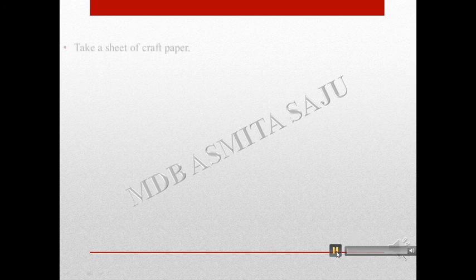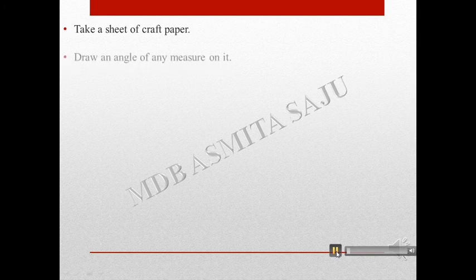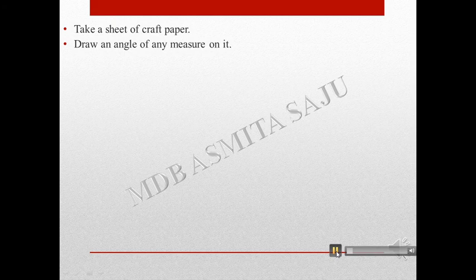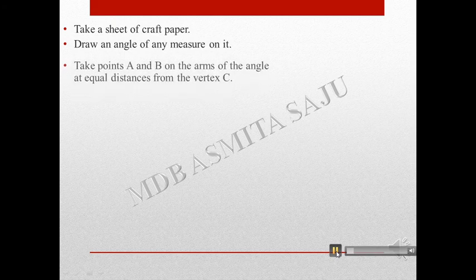To understand an angle bisector, you have to perform this activity. Take a sheet of craft paper or any other paper that you have at home right now. Draw an angle of any measure on it. You have already learned how to draw an angle, so you can draw an acute angle, obtuse angle, or right angle, whichever you want, of any measure.